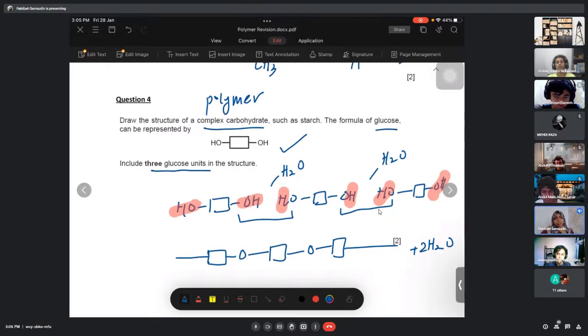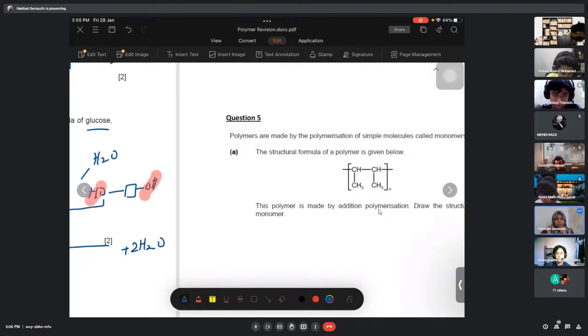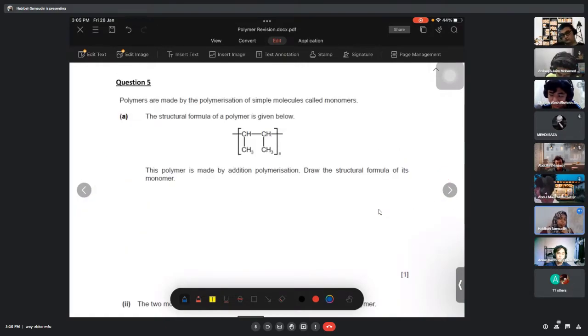Any question for this? For carbohydrate, right, class? This is the only question they will ask you. Okay, all right. So question 5. A polymer is made by polymerization of simple molecules called monomers. This polymer is made by addition polymerization. Draw the structural formula of its monomer.